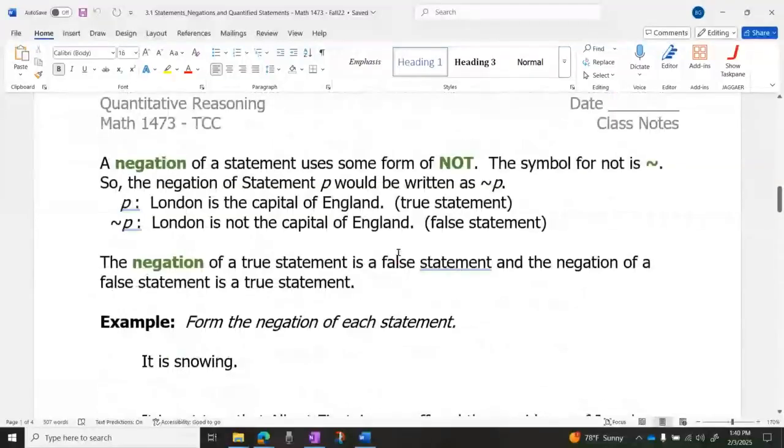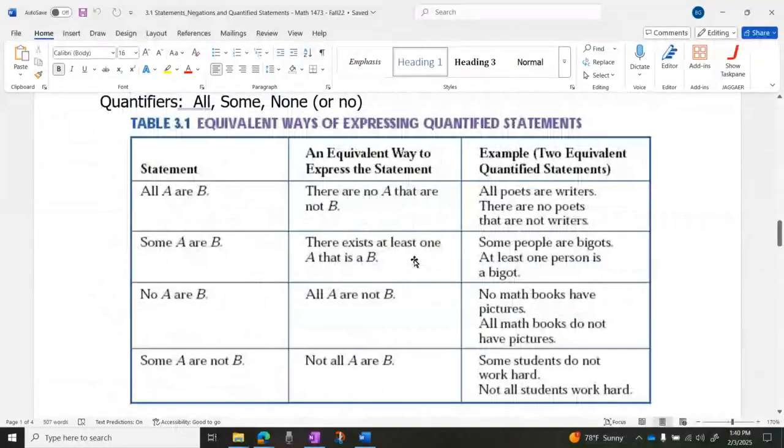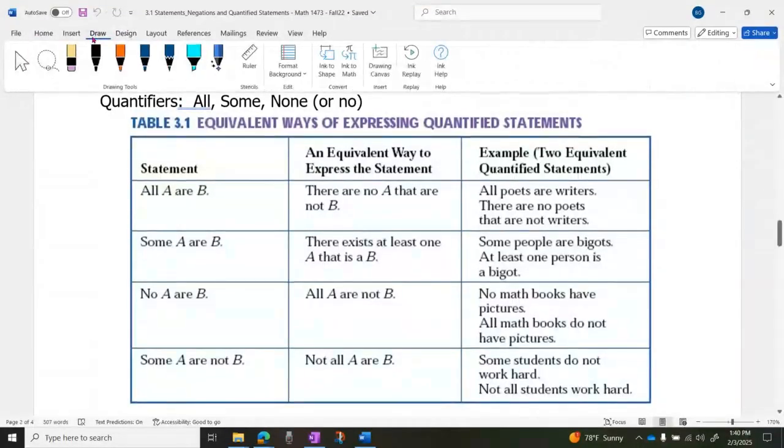I'm going to show you a table. This table gives the equivalent ways to describe the 4 types of quantified statement. I want to show you the examples here, to give you some examples that you can feel or reinforce what we understood earlier.